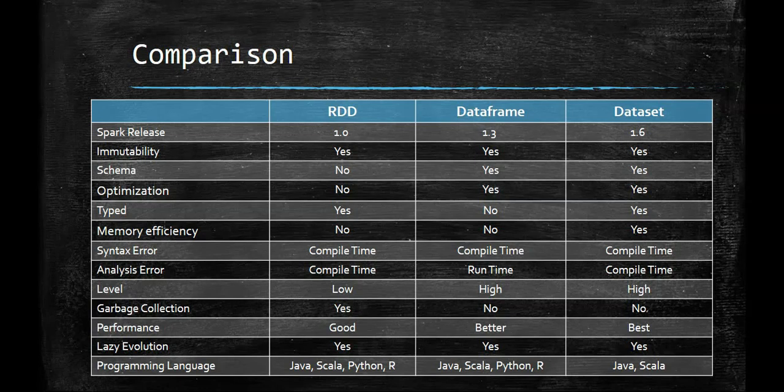But in case of data frame, you don't get analysis error during the compile time. That is something you get to know at the runtime. Okay, so the next thing is the level of APIs we have got in RDD, which is the very low level API. So most of the operations, or the kind of logic we want to perform, we are supposed to code for that.